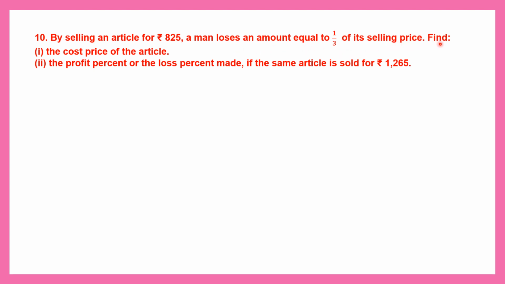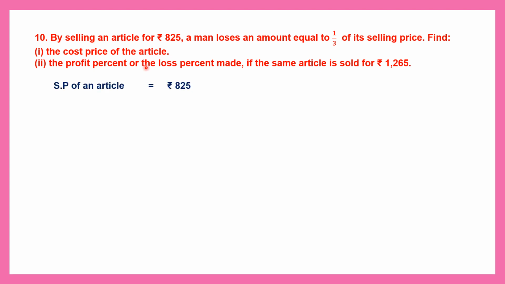Question 10. By selling an article for 825 rupees, a man loses an amount equal to 1/3 of its selling price. Find the cost price of the article and the profit percent or the loss percent made if the same article is sold for 1265 rupees. So here, selling an article means it's a selling price. The man lost an amount of 1/3 of its selling price. So we have to find the cost price first.